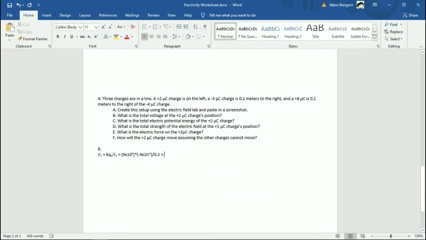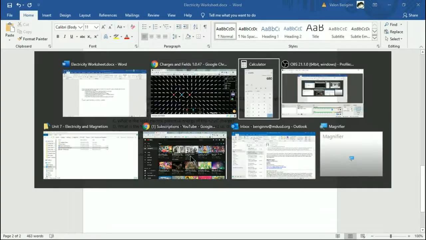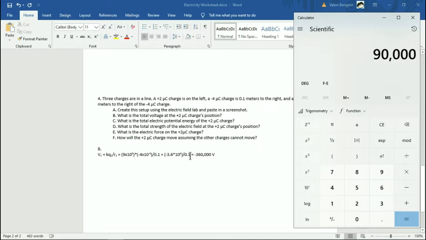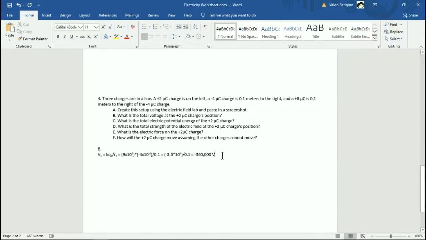So the top of this becomes negative 9 times negative 4, so negative 36 times 10 to the 3, which is the same as saying 3.6 times 10 to the 4, divided by 0.1, which is therefore going to be 3.6 times 10 to the 5, so that's going to be negative 360,000 volts. Let me 100% make sure of that. So 9 million times... 360 million, no, 360,000, negative 360,000 volts, okay, is the first one.